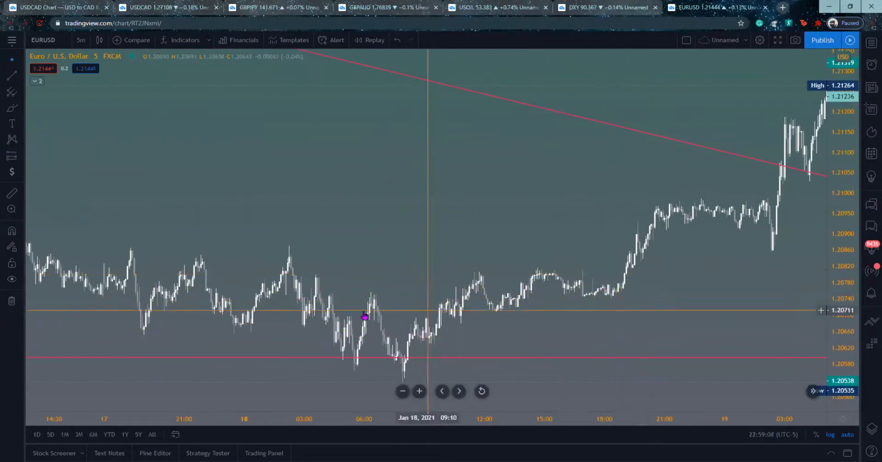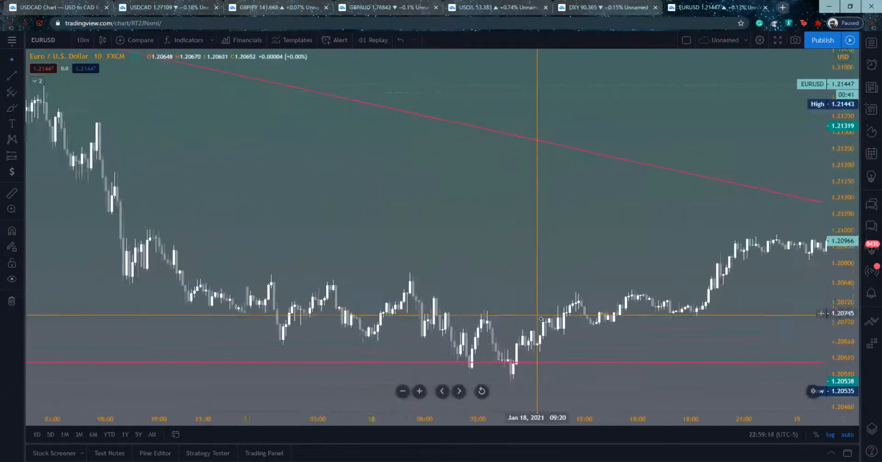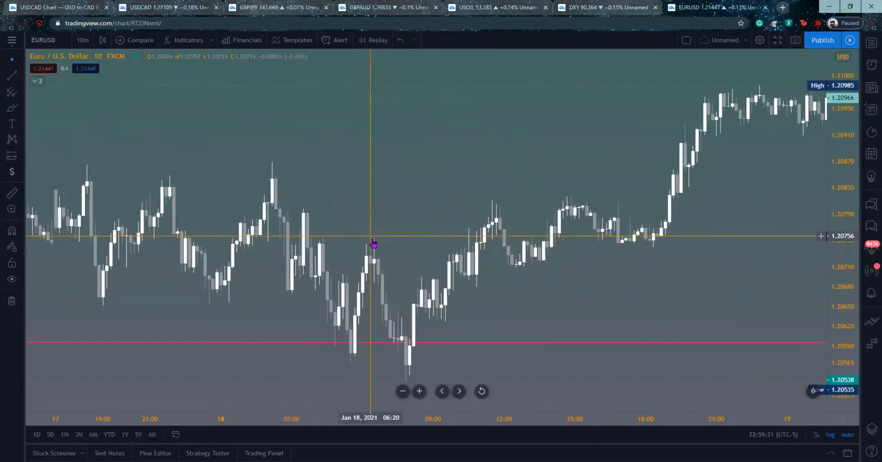Yep, definitely. Here's the break of structure, right? Retest of the break of structure, retest of this breaker, which on the 10-minute would have been easy. Right, on the 10-minute, perfect. You see this right here? These two candles would have been your breaker.